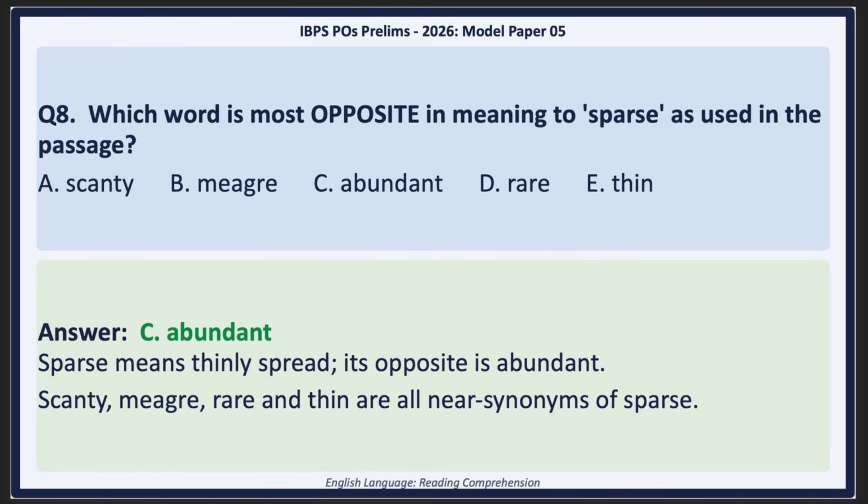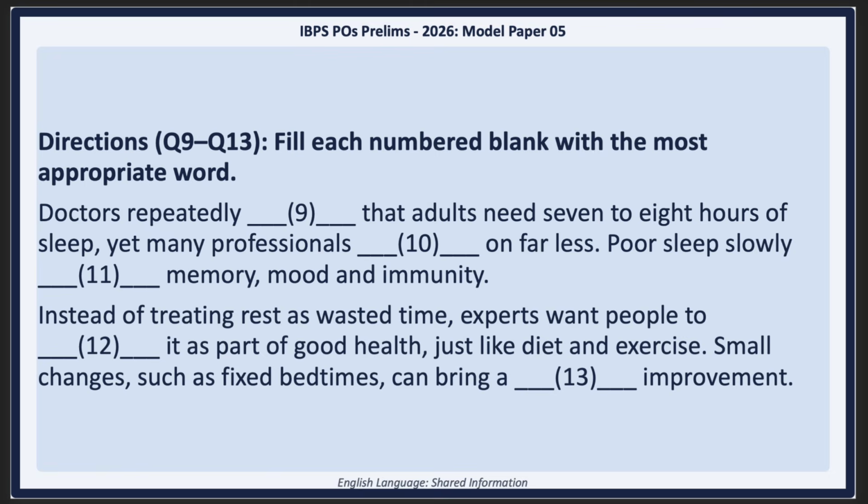Let's move to section 2 and zoom in a bit. This is the cloze test. It takes a continuous passage. This one is about the critical importance of sleep, and it removes key anchoring words. Question 9 is the first blank. It says, doctors repeatedly blank that adults need 7 to 8 hours of sleep. My choices include stress, deny, joke, and complain.